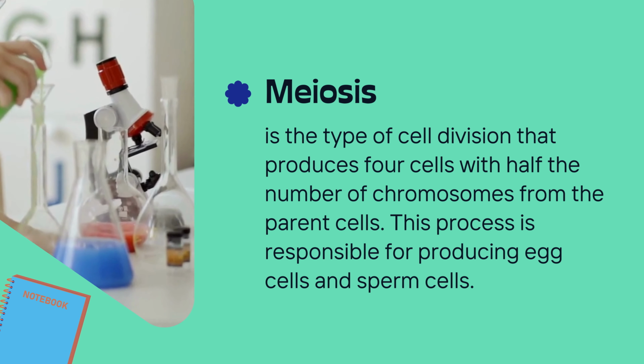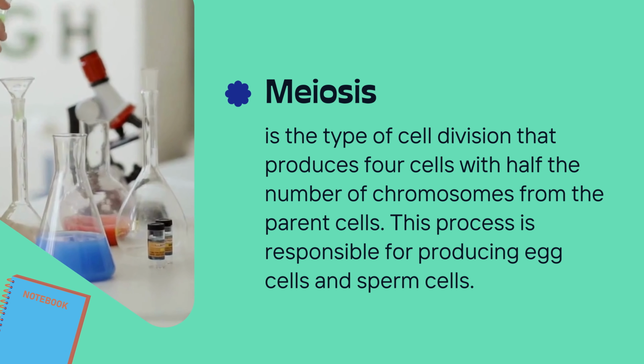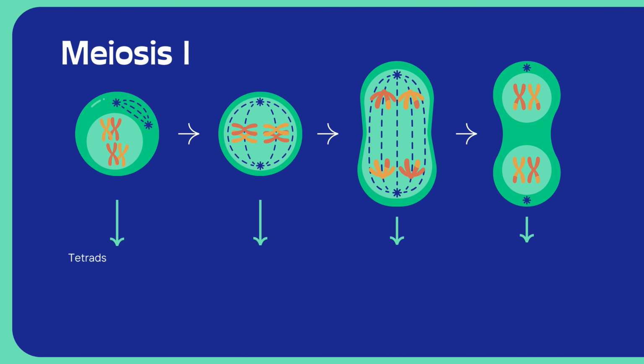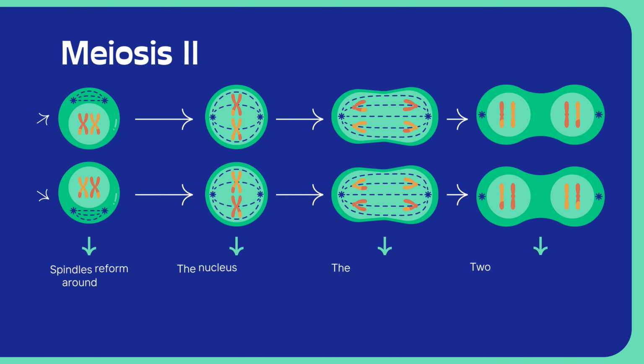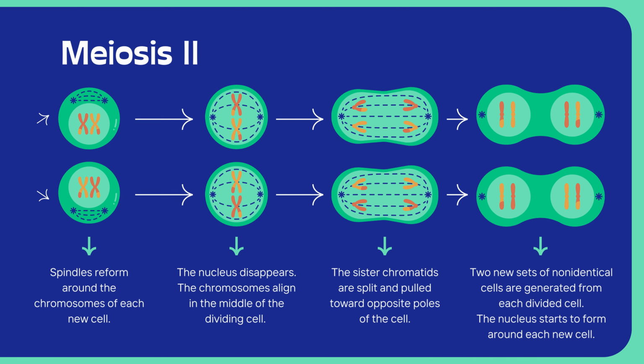Unlike mitosis, meiosis produces genetically diverse cells used in sexual reproduction. It involves two sequential divisions, meiosis I and meiosis II, resulting in four non-identical haploid daughter cells.